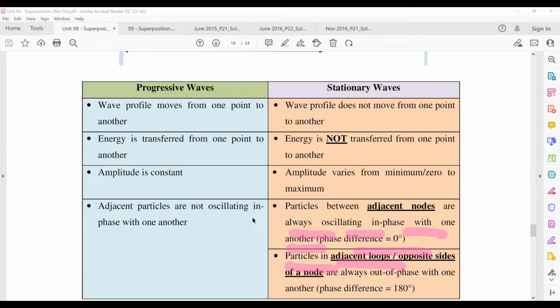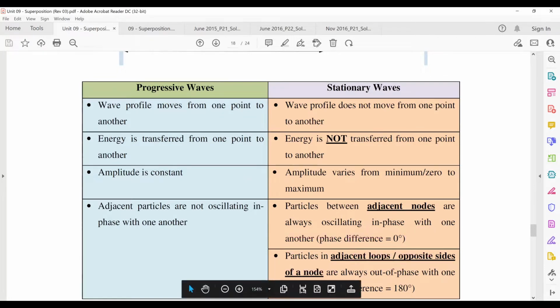Okay, so let me just show you an animation to illustrate what we mean. Just give me a few seconds to open up the video. We go with progressive waves first. It's raining over here, so I hope you can hear me over the rain.